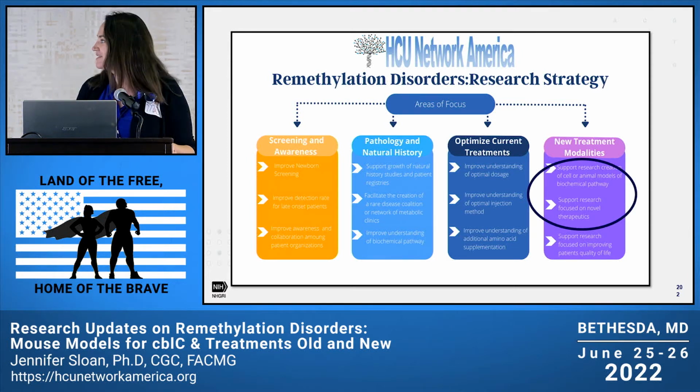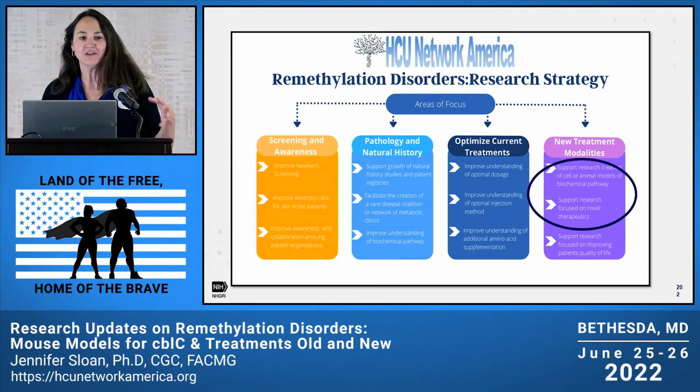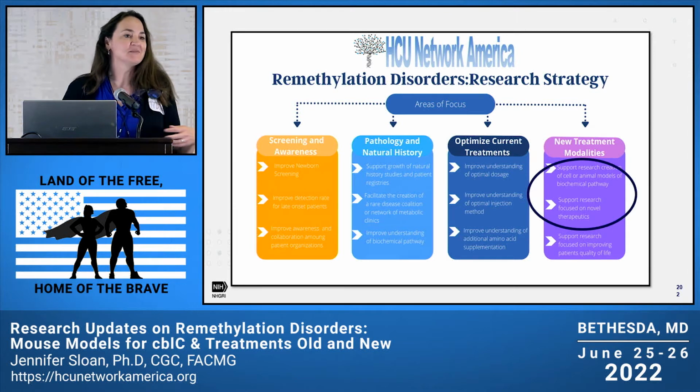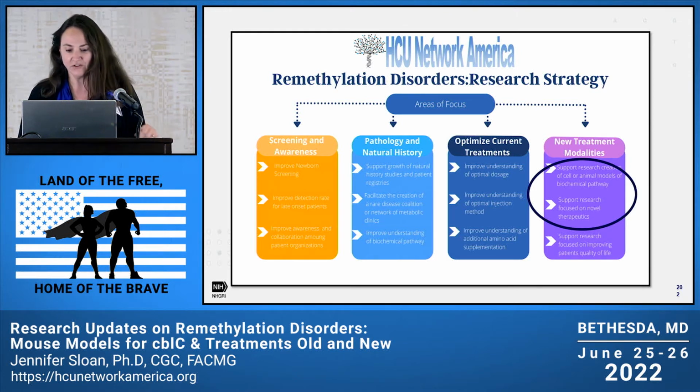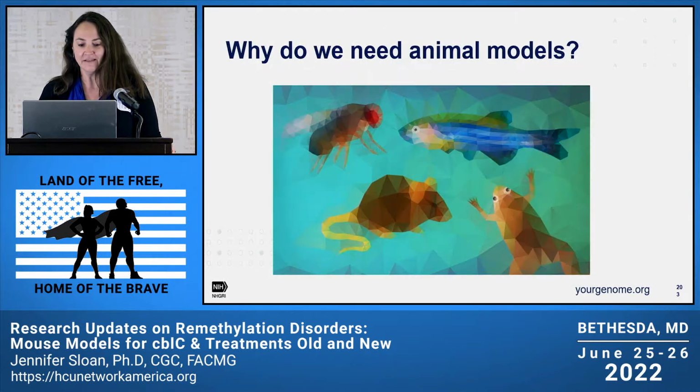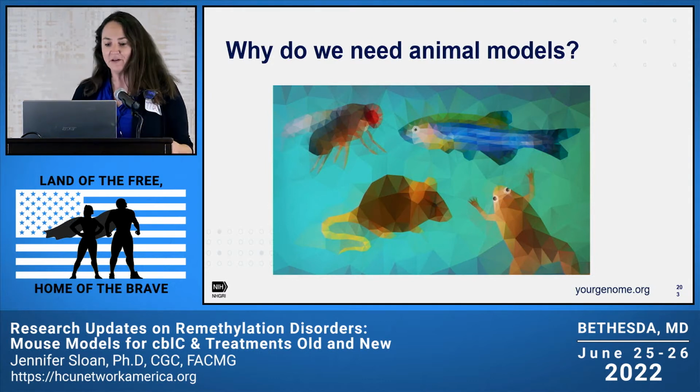So I'm going to try to explain a little bit about why we might need animal models. I know Dr. Chapman said obviously they're not humans, but they are useful for us studying new treatments and the pathophysiology of our diseases. And then after that, I'll tell you a little bit about our mouse model for cobalamin C and some efforts that we have on gene therapy.